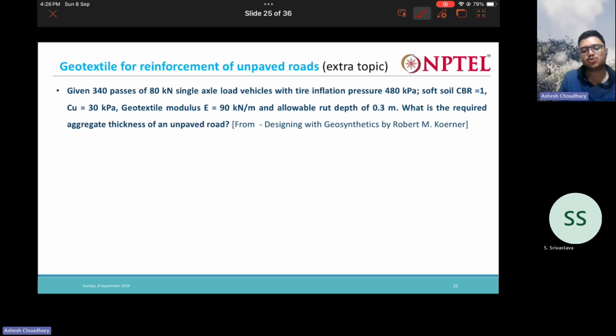Soft soil CBR is 1, Cu is 30 kPa, the modulus of geotextile is 90 kN per meter, and allowable rut depth is 0.3 meter. What is the required aggregate thickness of an unpaved road? First you need to calculate the aggregate thickness for the unpaved road, meaning there is no geotextile reinforcement.